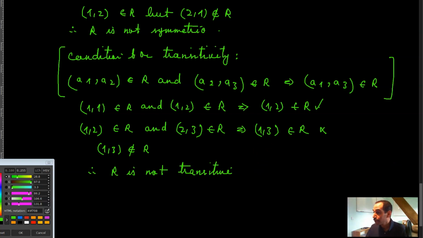So let me take a look at this solution. R is reflexive, since (1, 1), (2, 2), (3, 3) lie in R. Also R is not symmetric, as (1, 2) belongs to R, but (2, 1) does not belong to R. We use the same condition here. And similarly, R is not transitive, as (1, 2) belongs to R, and (2, 3) belongs to R, but (1, 3) does not belong to R.